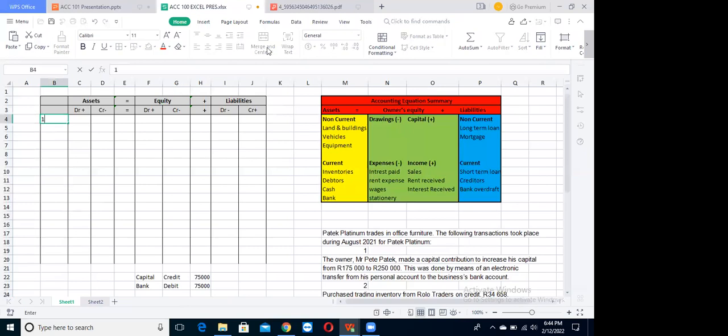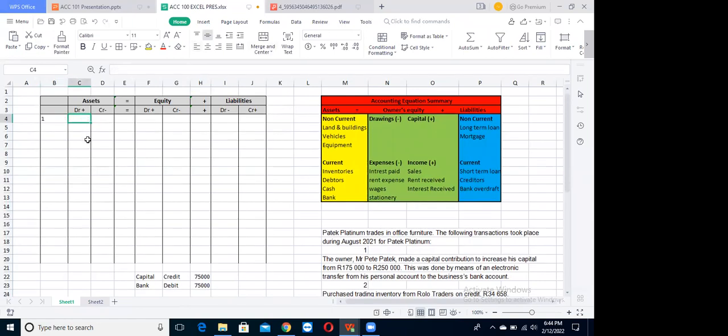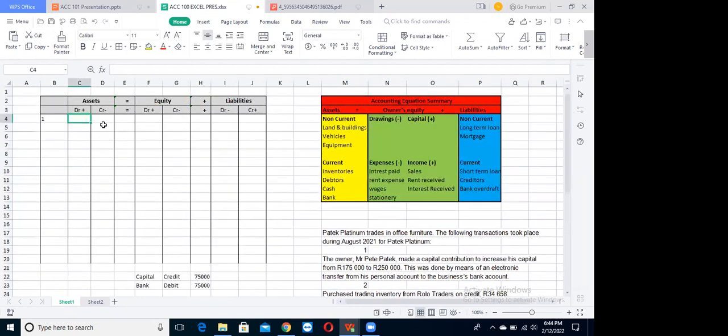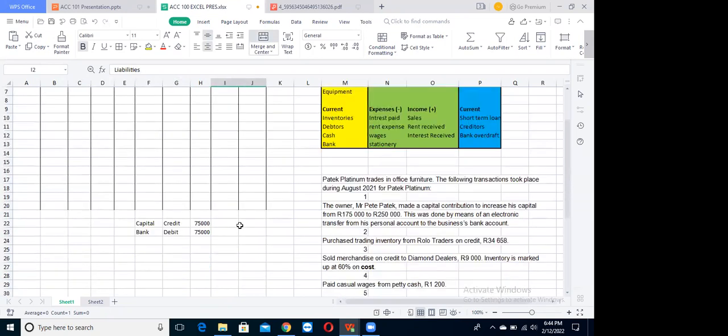This is transaction number one. We write transaction number one here. I like it on the left side of the cell. Okay, so what do we have? Which accounts do we have? Remember, we've got three classes in the accounting equation. We've got the assets, we've got the equity. We have the capital and the bank account.